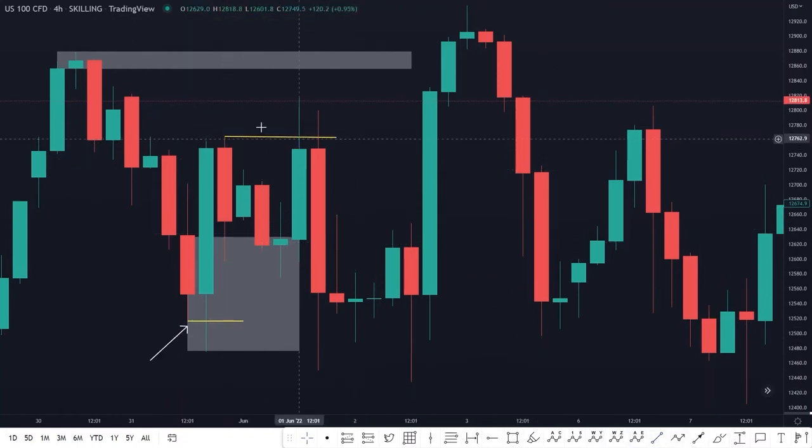So if this is your higher time frame, you will target this high here, or obviously you will be in break even after you see this move here.